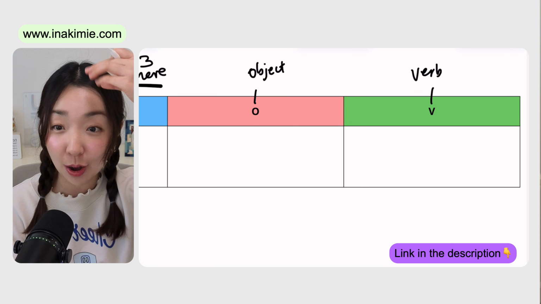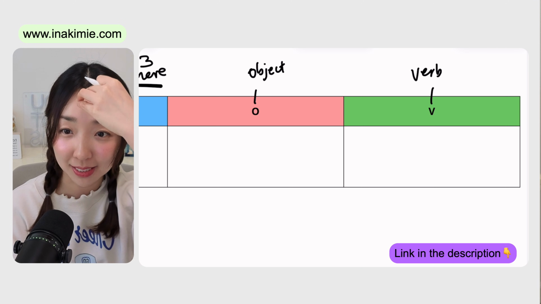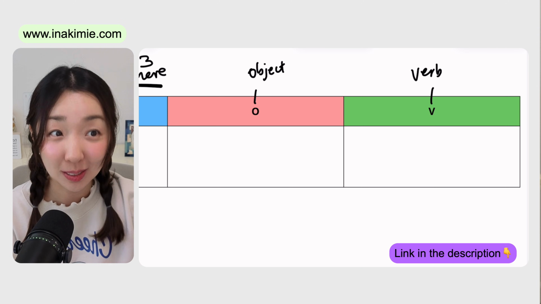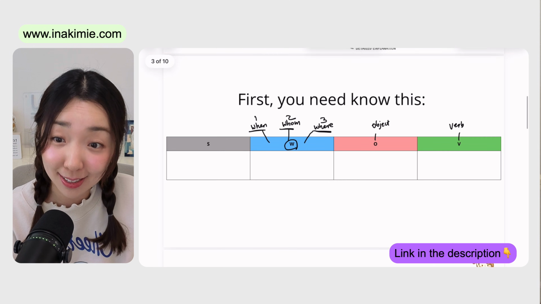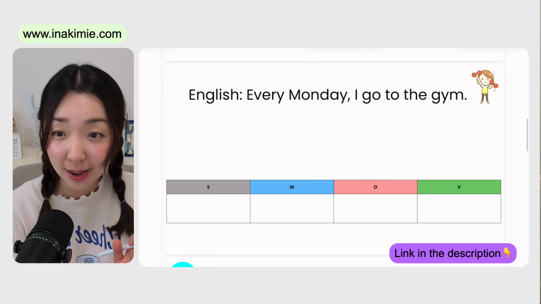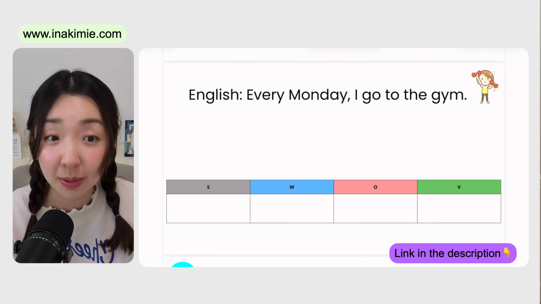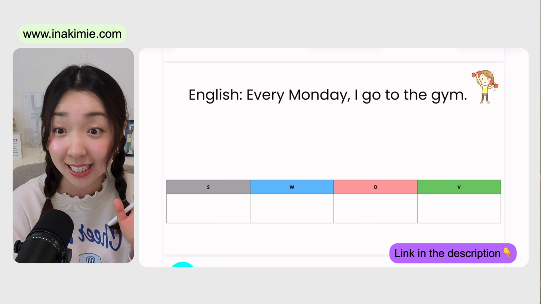It's going to take you a little time for your brain to think opposite from English, right? So let's do this together by plugging in words. Isn't that what we really need to do? So here, your first example, English, says, every Monday I go to the gym. That's going to be English, and we're going to turn this into Korean.